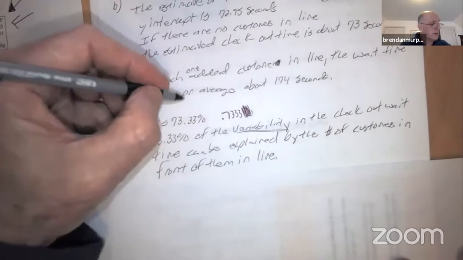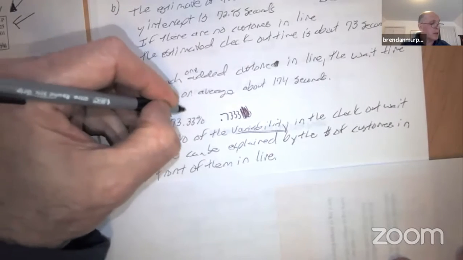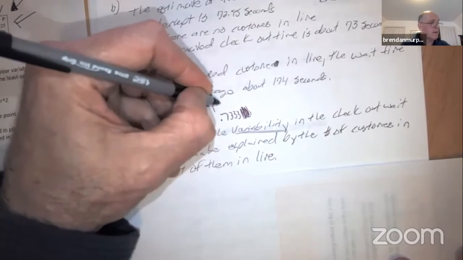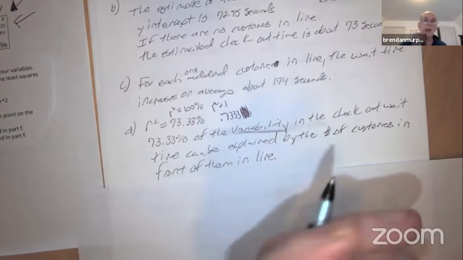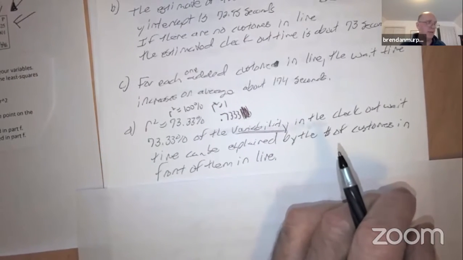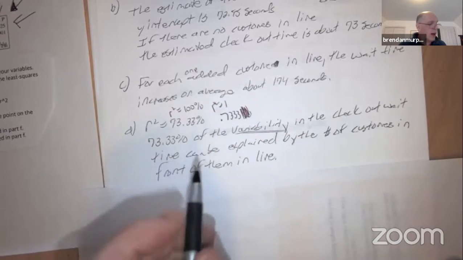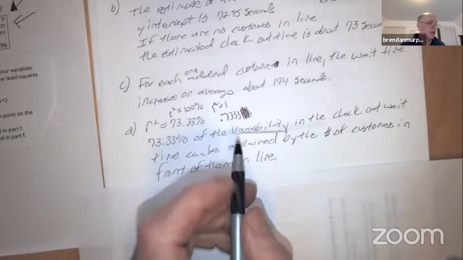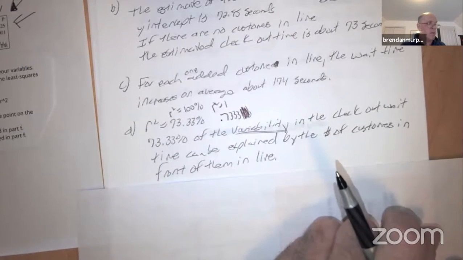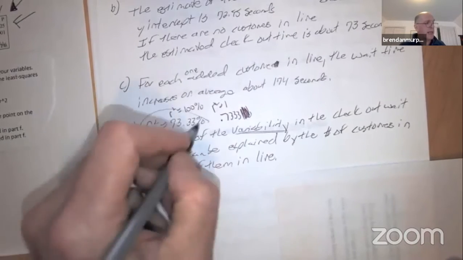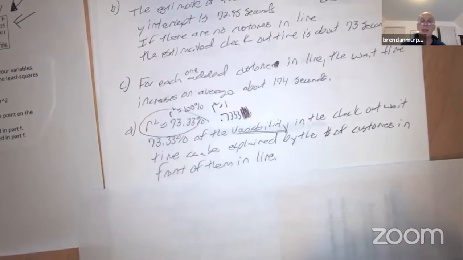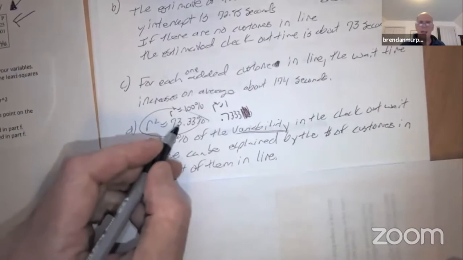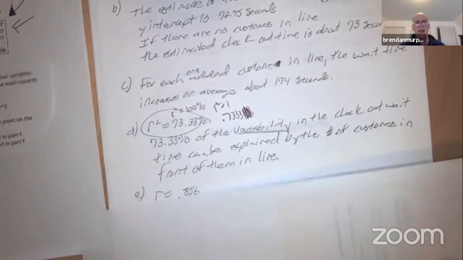In a perfect world, I would want R squared to be 100% or 1. But then if I did that, my correlation coefficient would have to be 1, and that's just not realistic. So obviously there are other factors, other variables that we haven't included that could impact how long you wait in line. But about 73% of the variability can be explained by the number of customers. Again, I'd love that to be 100%, but I realize that's not going to happen in the real world.